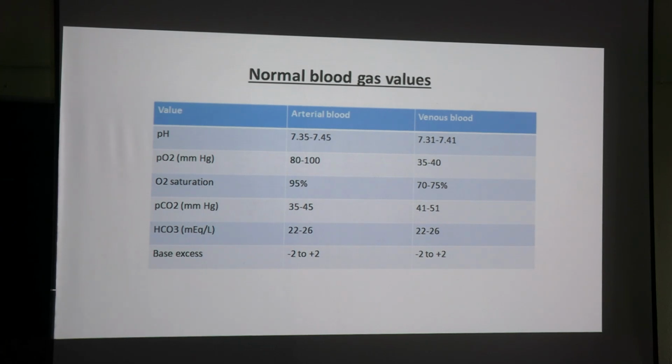PO2, partial pressure of oxygen, in arterial blood 80 to 100 millimeter of mercury, and in venous blood 35 to 40 millimeter of mercury. Oxygen saturation will be 95% in arterial blood and 70 to 75% in venous blood. PCO2, partial pressure of carbon dioxide, in arterial blood 35 to 45 millimeter of mercury, and in venous blood 41 to 51 millimeter of mercury. Bicarbonate in both arterial and venous blood 22 to 26 milliequivalent per liter, and base excess, as I told before, that is normal value -2 to +2.